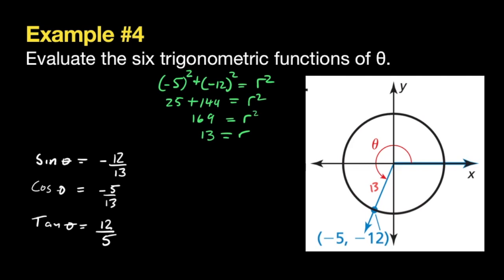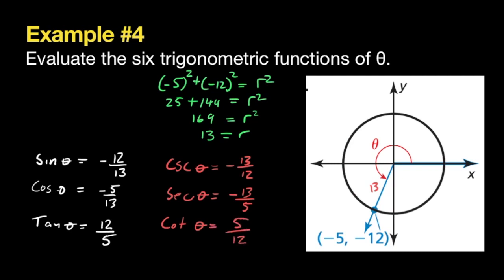And now, for the other three, for cosecant theta, let's flip it. So 13 over 12. Secant theta, negative 13 over 5. And cotangent theta is equal to 5 over 12.